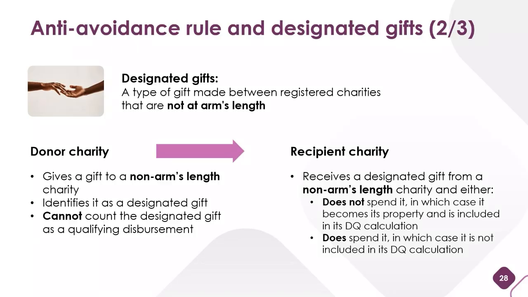It must spend some of its other money on charitable activities in order to meet its DQ. On the flip side, a recipient charity receives a designated gift from a non-arm's length charity, and then it either does not spend it, in which case it becomes its property and is included in its DQ calculation, or does spend it, in which case it is not included in its DQ calculation.